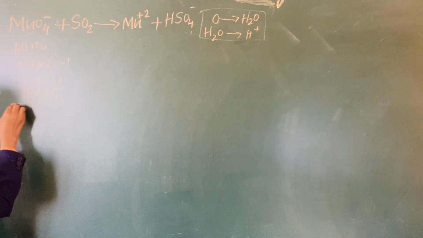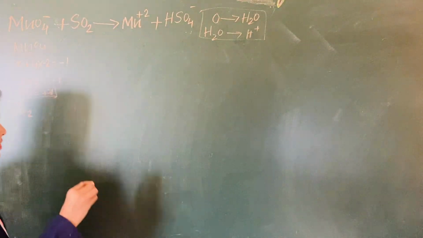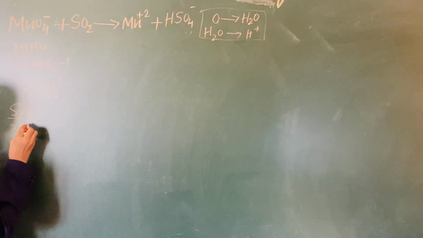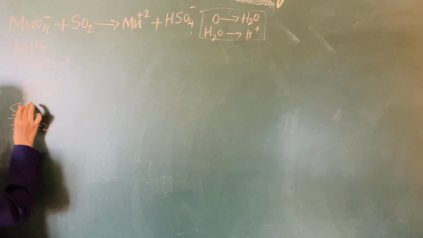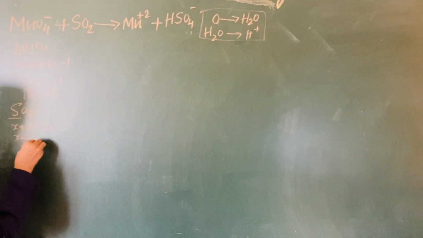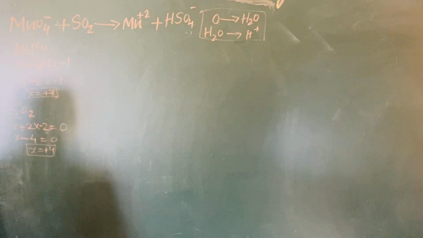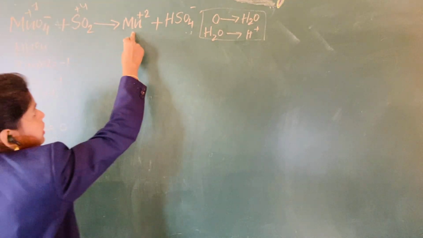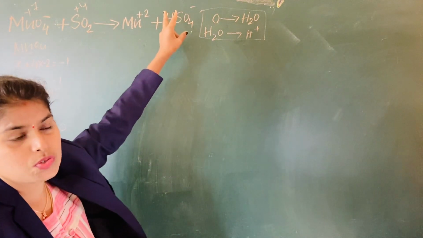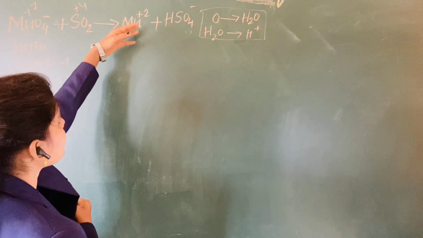Next consider SO2. We need to find the oxidation state of sulfur. Consider it as X. So X plus 2 into -2, since we have 2 oxygens, is equal to 0, since we don't have any charge. Then X minus 4 equals 0, so X is +4. So in SO2, the sulfur oxidation state is +4, and here the Mn is +7. Mn is already given as +2, so we need not find the oxidation state again.